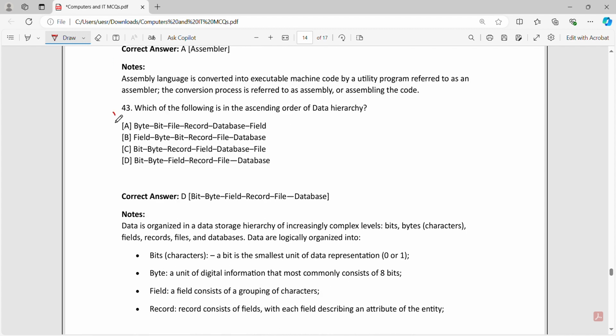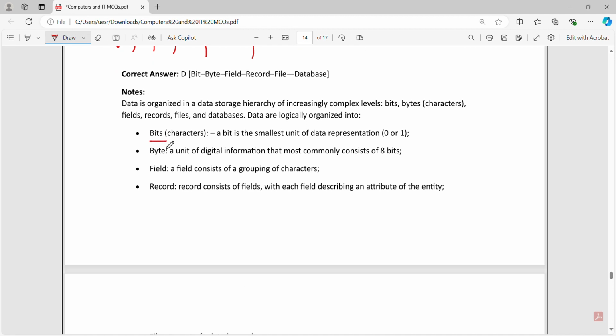Now, which of the following is the ascending order of data hierarchy? So the correct answer is D. First is bit, then byte, then field, then record, file, and then database. A bit is the smallest unit of data, representing a 0 or 1. Second is byte, a unit of digital information that most commonly consists of 8 bits.